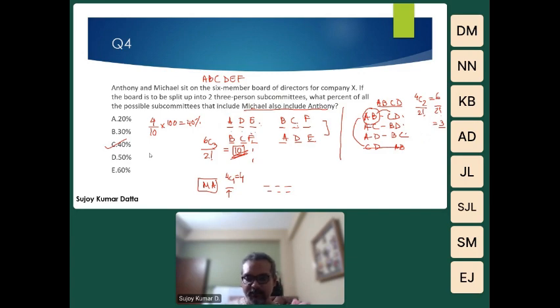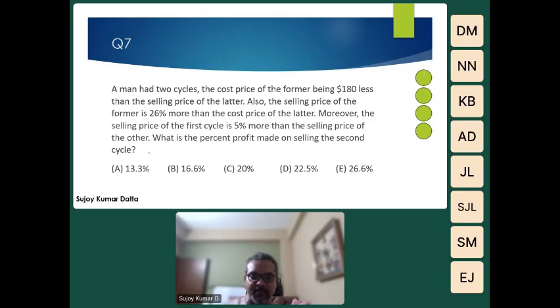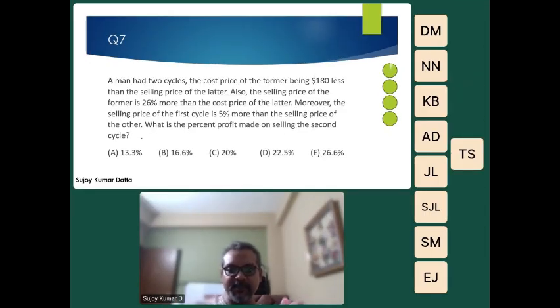Right. Now let us move on to the next question. Let's do something else. Enough of combinatorics. Let us do some percentages. This should be more reasonable right now. Maybe those who are just starting off your preparation would find this slightly easier than all this combinatorics. So how do you try this?